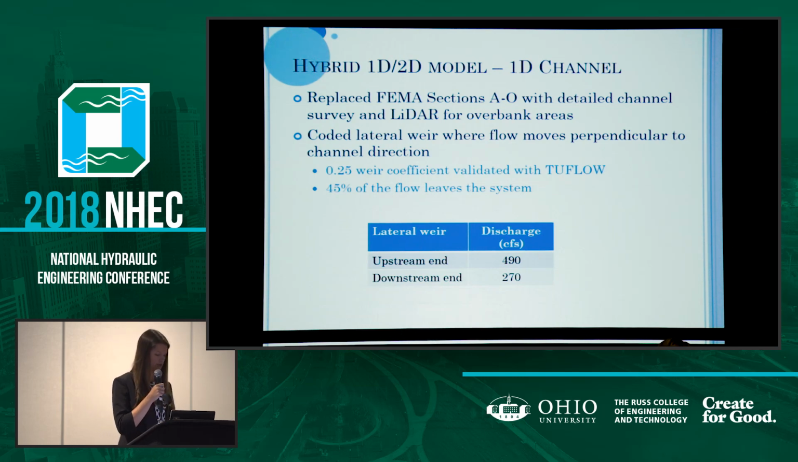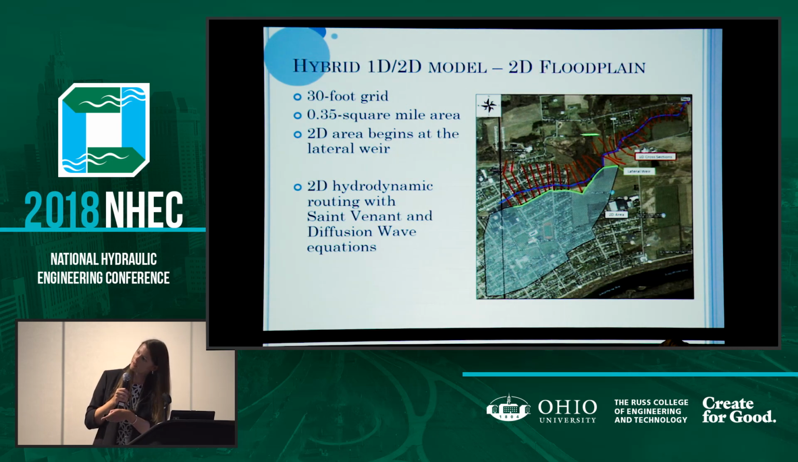Next, we used the FEMA HEC-2 model as a base for the 1D channel portion of our model. FEMA had over 30 cross sections on Mud Swamp Creek, which is fairly close spacing for a FEMA model. The upper part of the watershed was predominantly 1D, so we pretty much left that as is, and we focused most of our modeling efforts on the lower half, where we started getting into the 2D and the hybrid condition that I described earlier.